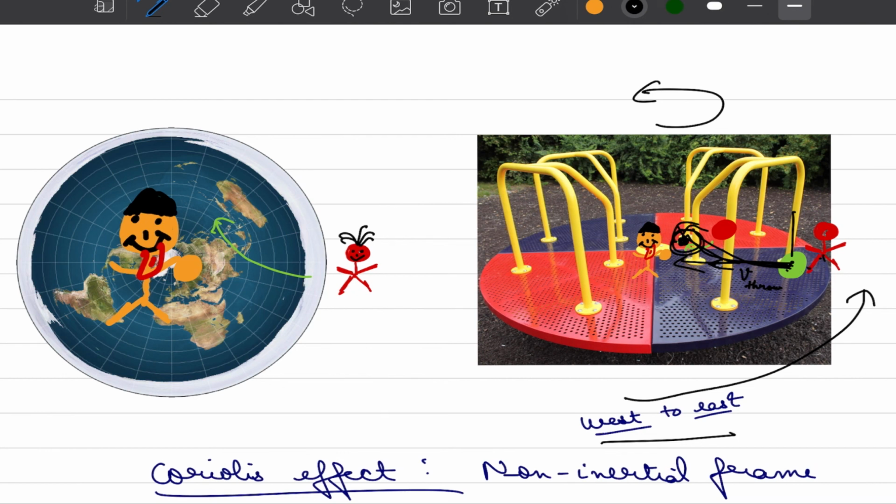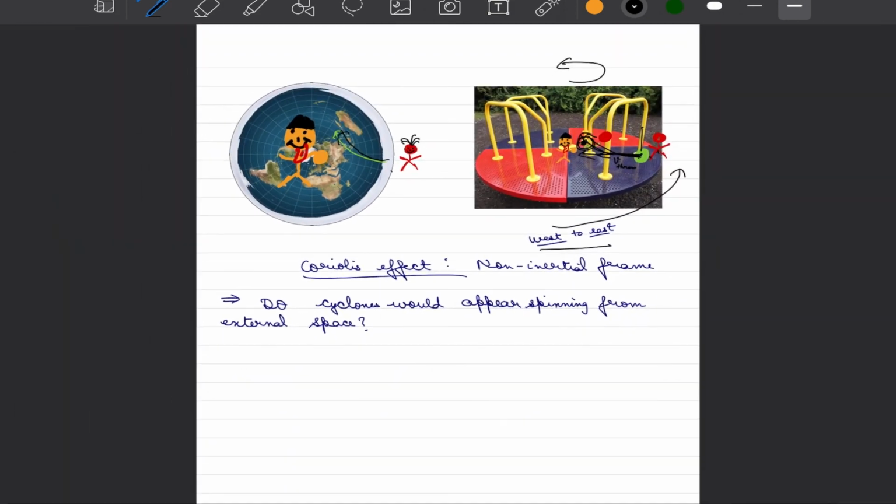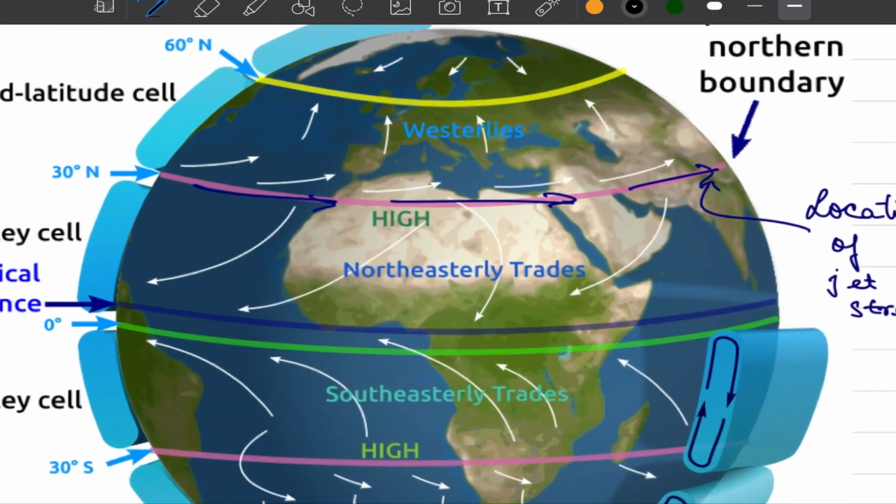Now when we extend the same example to the Earth, imagine this guy, the red guy, is now sitting on the equator and this orange guy is sitting on the pole. We see a similar trajectory that gets developed wherever air moves in the upper atmosphere, as well as when it comes back towards the equator through the ground surfaces.